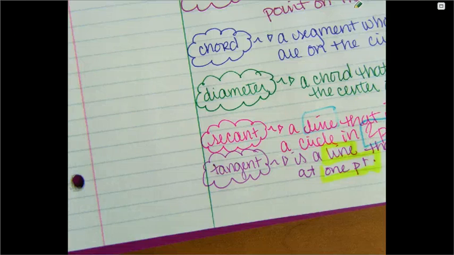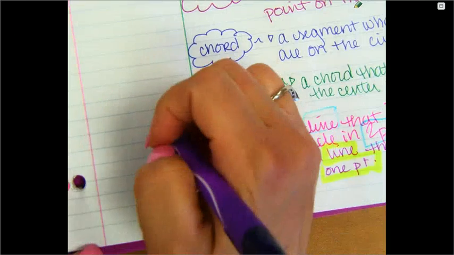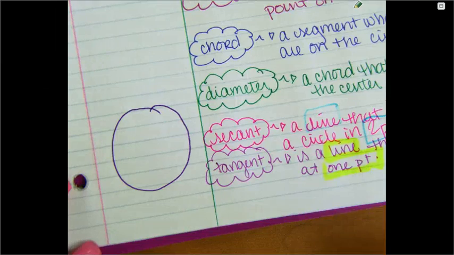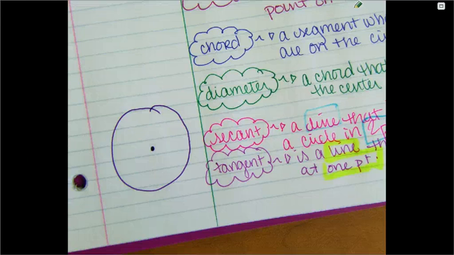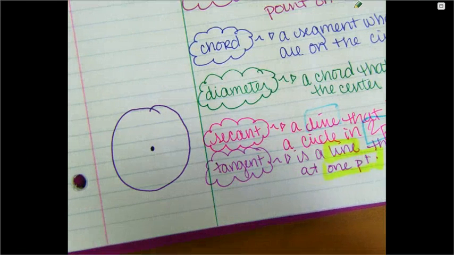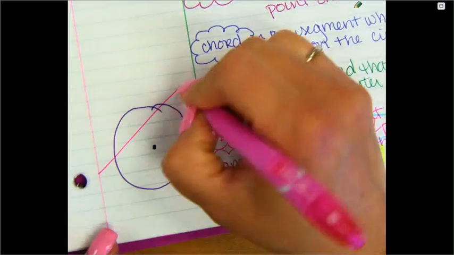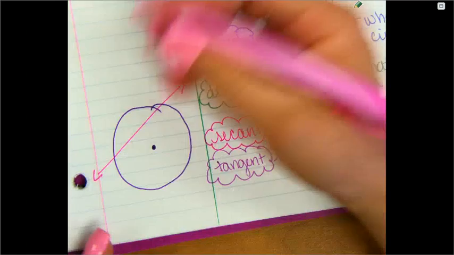So draw a circle. Let's put a center, but we're not going to label our center because we're not really worried about the center. Our secant is a line. What is a line? How is a line different than a segment? What's the difference? It doesn't have endpoints and it goes on what? Forever. How do we know it goes on forever? What shows it? The arrows. Like that? All right, they're just secant.